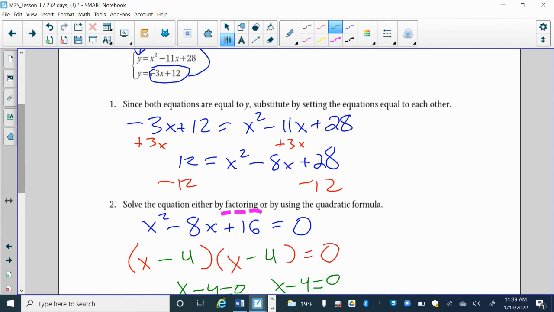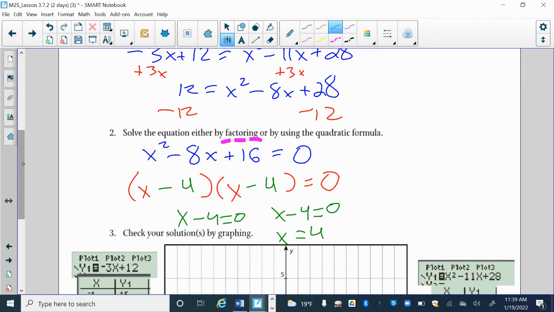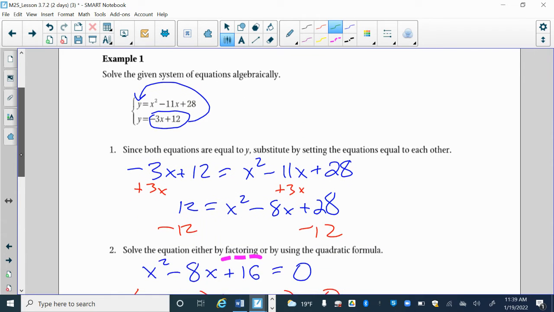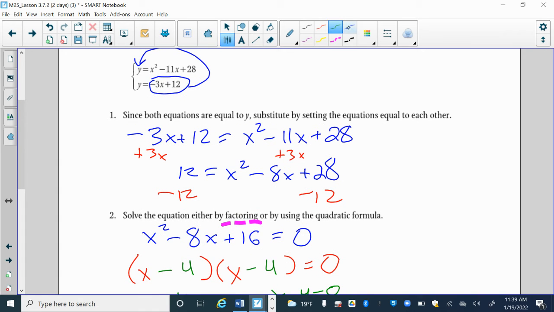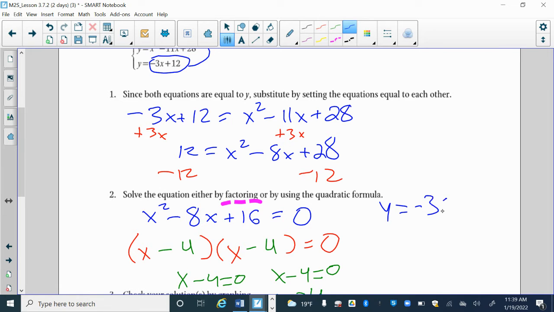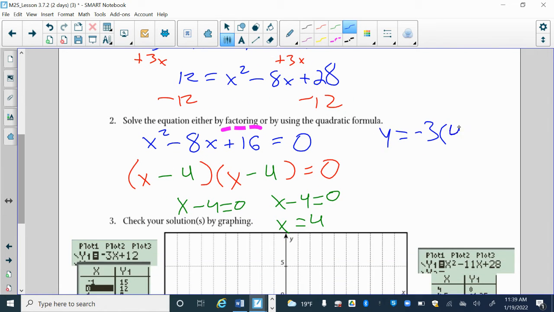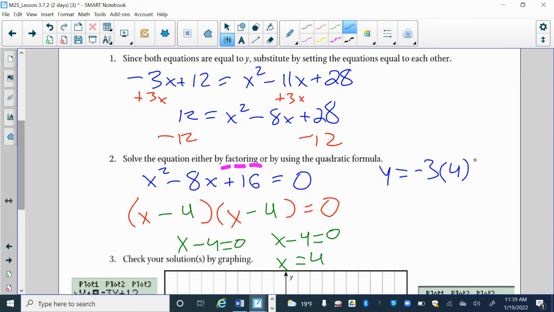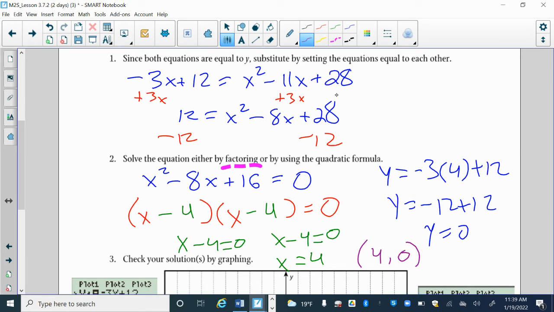So if we come back to the beginning, let's put our x value of 4 into one of these original equations to find the y. I would suggest going to the linear equation, so it's a little bit simpler with the algebra. Because we know it's a shared point, we'll get the same answer regardless of which equation we put it back into. So we'd have y equals negative 3 times 4, and then it was plus 12. So that'd be negative 12 plus 12, so we get 0. So our solution would be (4, 0). That's our answer.